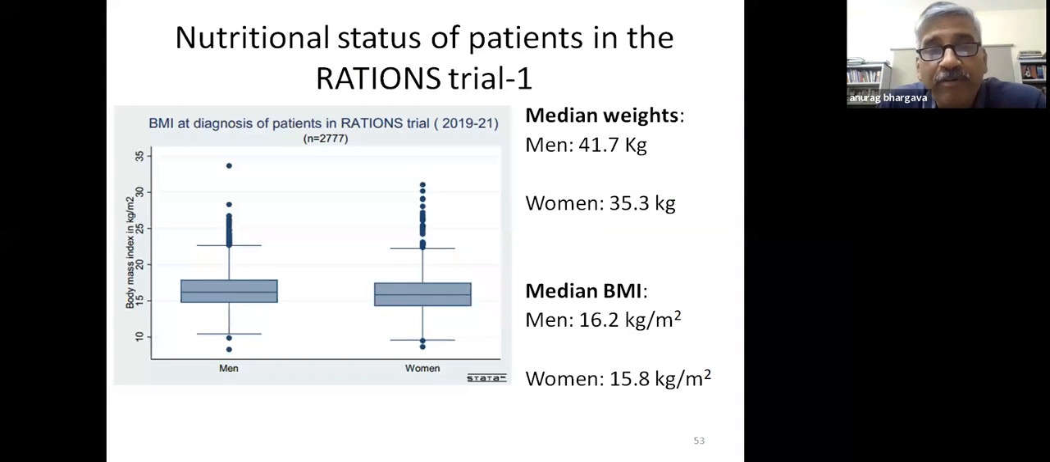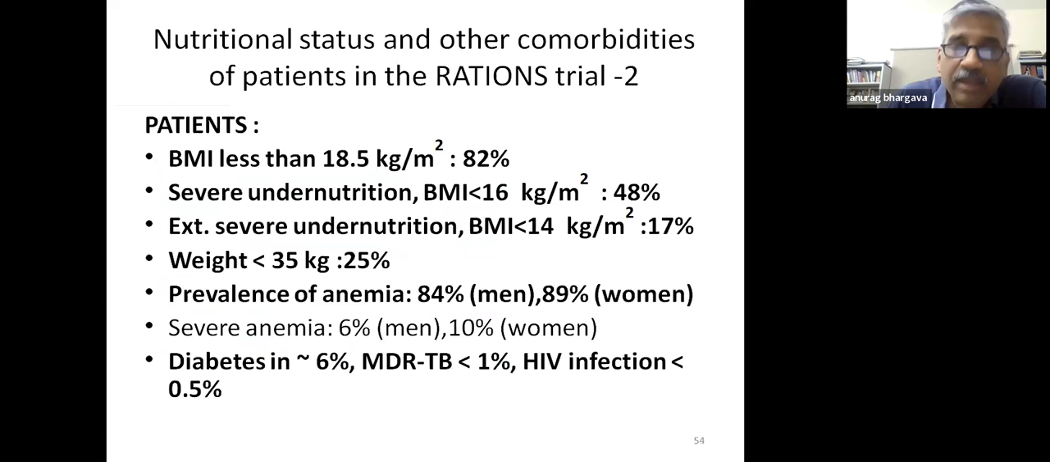What we were disturbed to find is that the weights were virtually identical to what we documented in another state like Chhattisgarh more than a decade ago. And again, they are in the same range of 41, 42, and 35 kgs in women, median. And again, BMI is median around 16. Our lowest BMI in a patient has been 8.2.